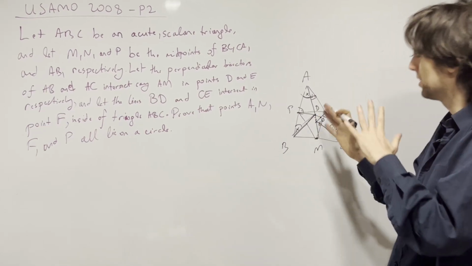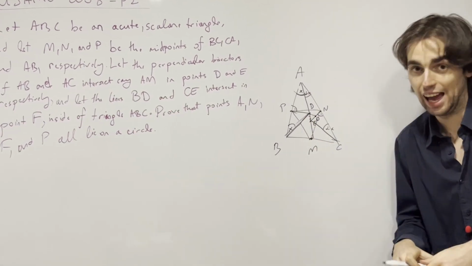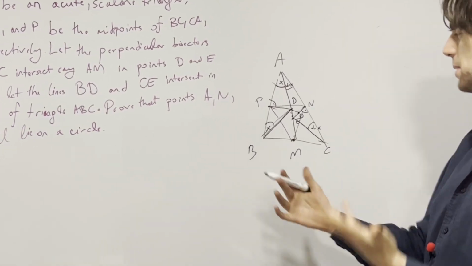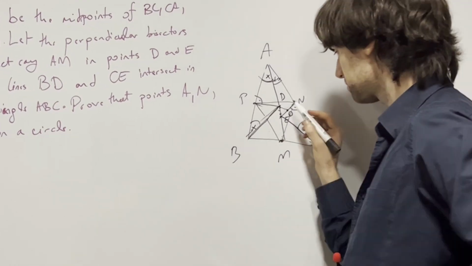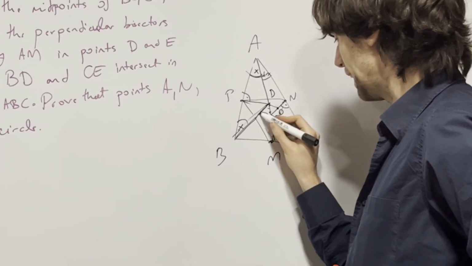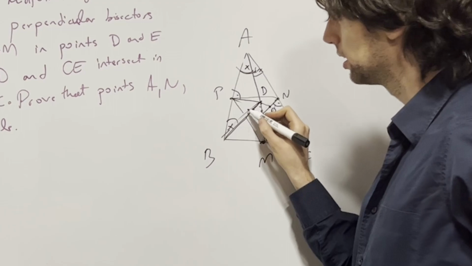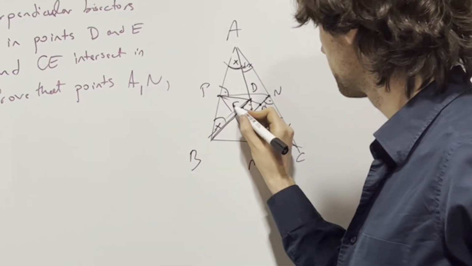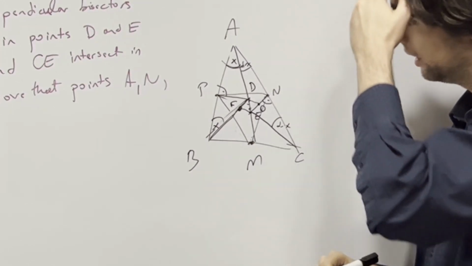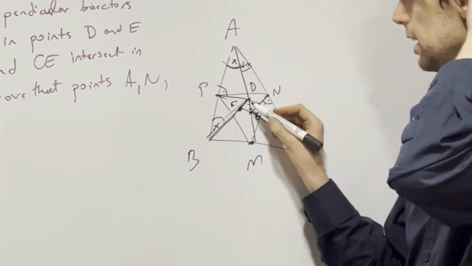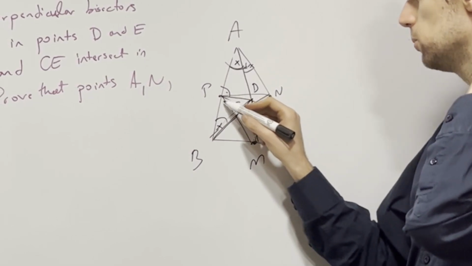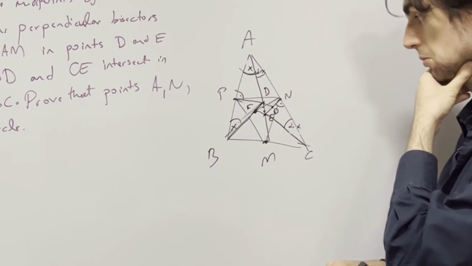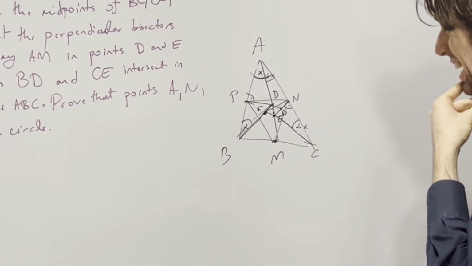Even though I don't like this angle X, I want to see if I can connect it somehow to something. So let's see, what would we have if this point, A and F, lay on that circle? We would have that this angle right here would be 180 minus alpha. Interesting.